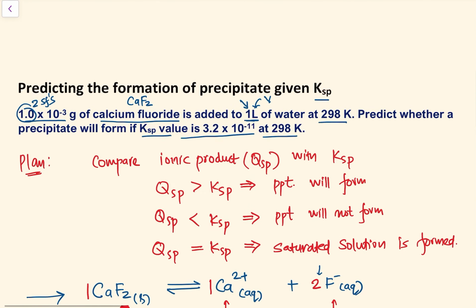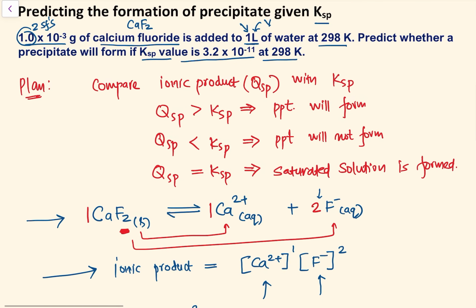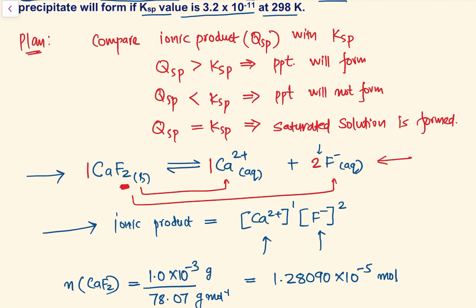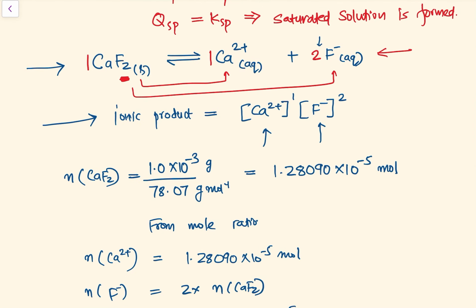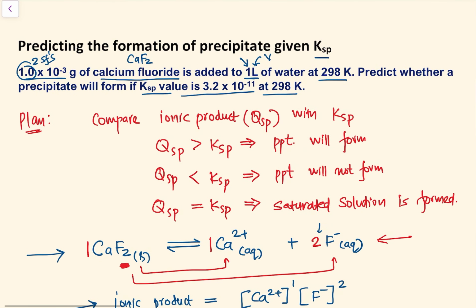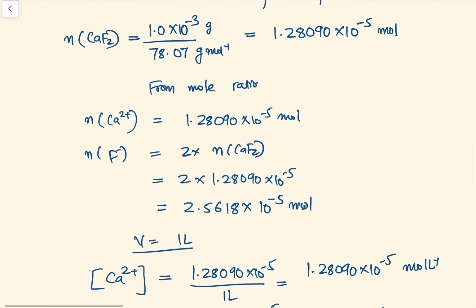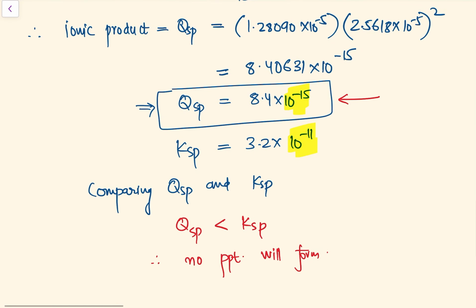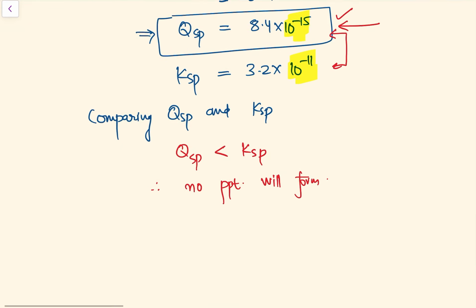In a nutshell, what you have to do in these kinds of problems is to find the ionic product, and in order to find the ionic product you would need this equation and the concentrations of the ions. In this case you are given the mass of the calcium fluoride, but you can be given the data in some other format as well, and you will have to find the concentrations from that data. After you find the concentrations, just plug them into the ionic product formula and you will find the QSP, and then compare the QSP with KSP and find out whether QSP is less than, greater than, or equal to KSP. And you can conclude your results accordingly.